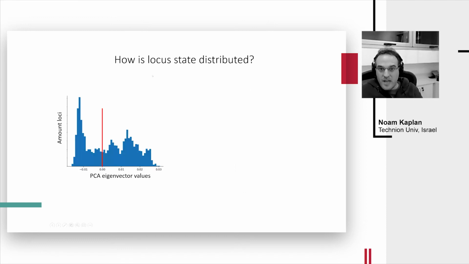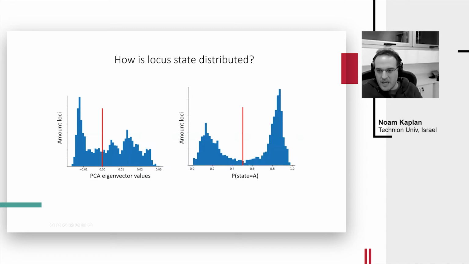Also, you can look, for example, at the locus state distribution. If you look at the PCA eigenvectors, you get kind of a weird shape. If you look in the model, now this actually has a meaning. If you put a division here, it means this is exactly the point in which half the cells are in A and half in B, and you get a nice bimodal distribution. So there's a very nice behavior as well.